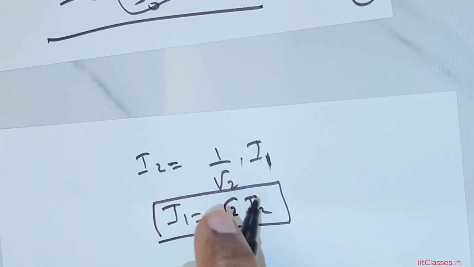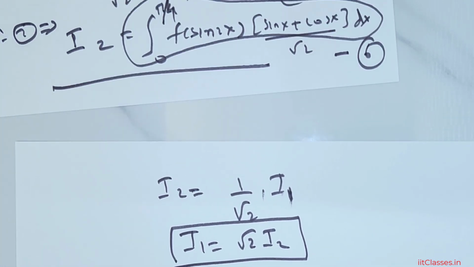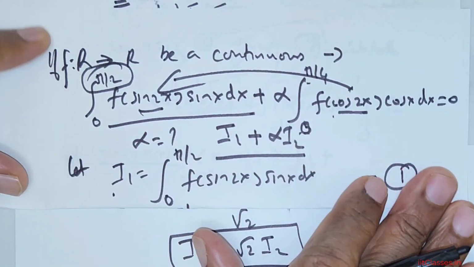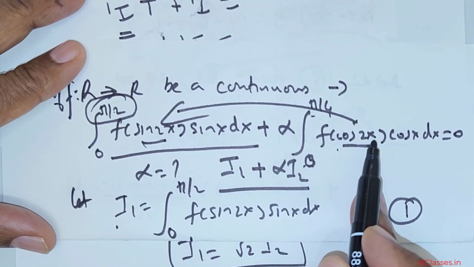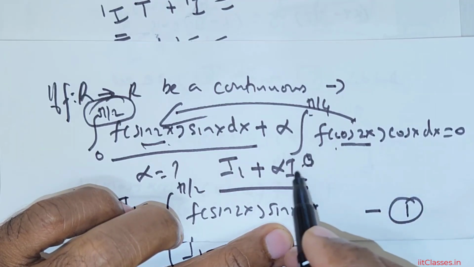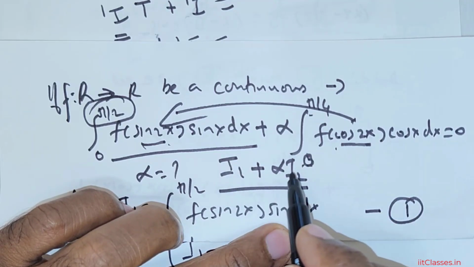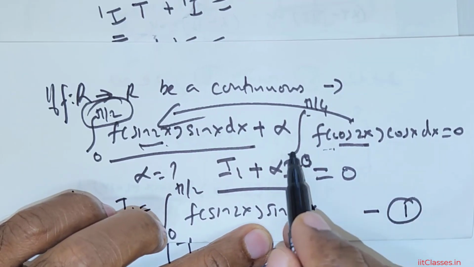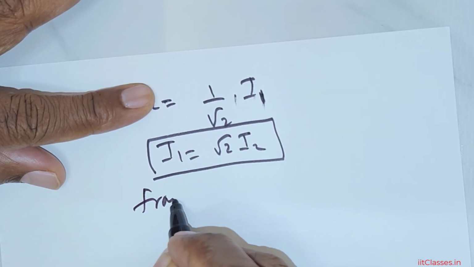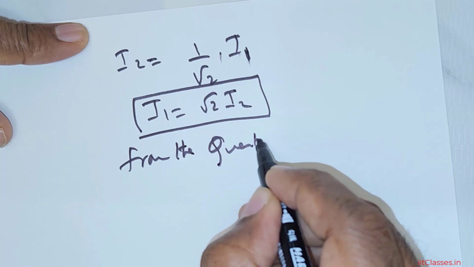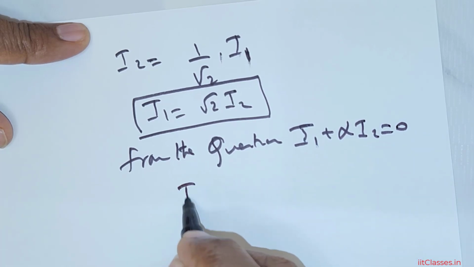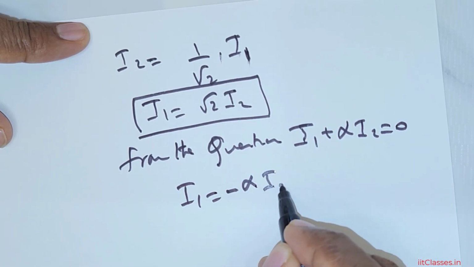Okay, fair enough. Going back to the question, let me show you the question. See, this is the question. In fact we took this as I1 and we took this as I2. So I1 plus alpha times I2 is equal to 0. This is exactly what has been given in the question. So from the question we have I1 plus alpha times I2 is equal to 0, which means I1 is equal to minus alpha times I2.